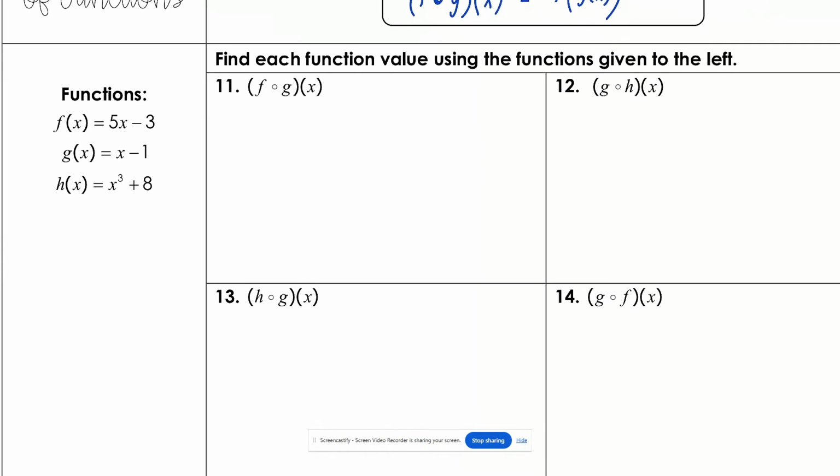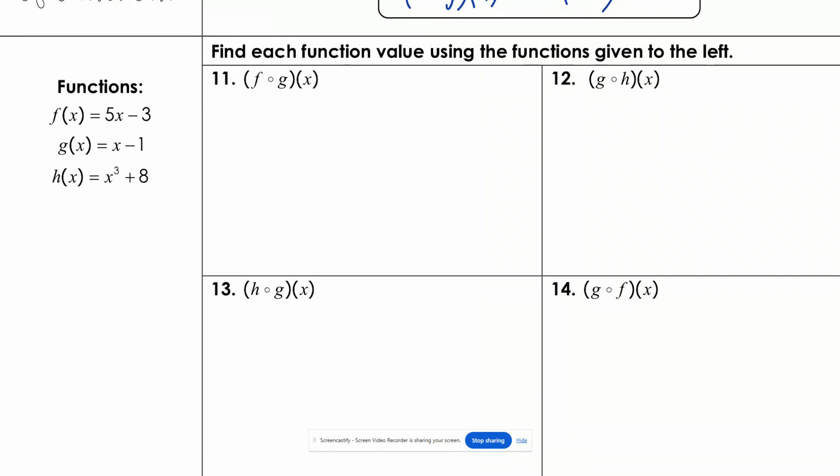Okay, for example, look at number 11. I'm doing f of, see, that's not a dot, it's not times, it's composition. That's composition of functions. So I am taking my g of x function and I'm plugging it into my f of x function. Okay, that's what that means. We're taking f of x and we're plugging g of x into it. So let me make this make sense. We're doing f of, what is my g of x function? X minus 1.